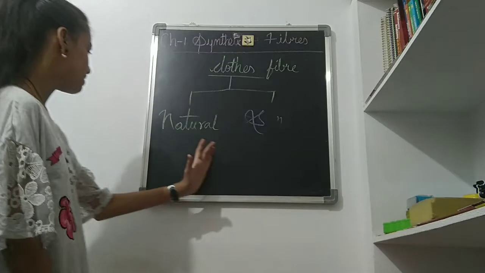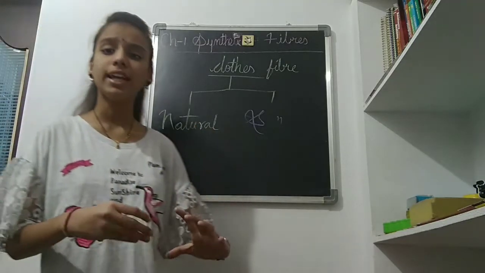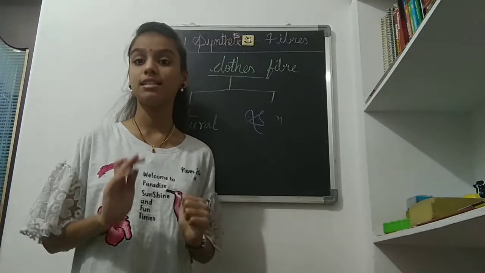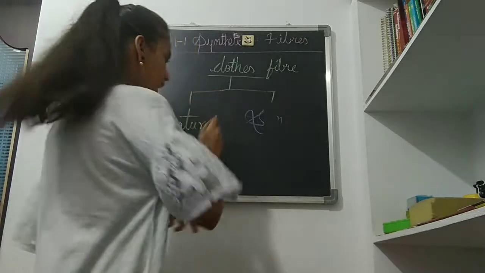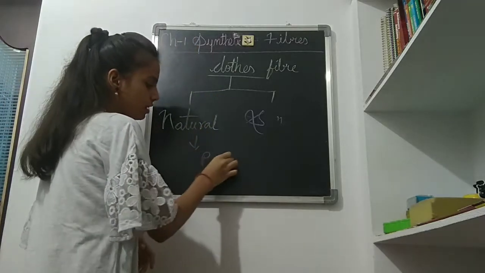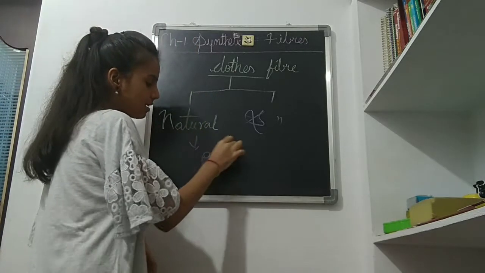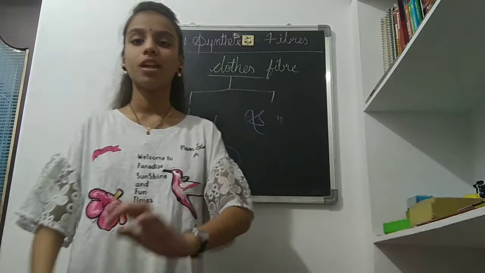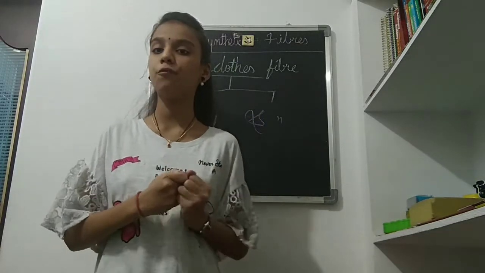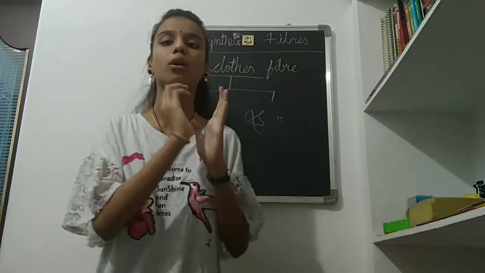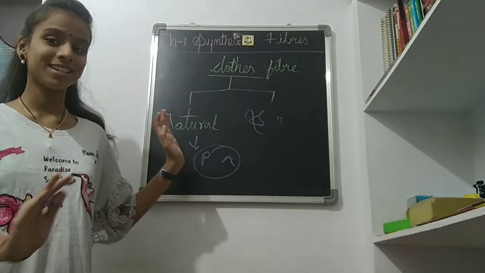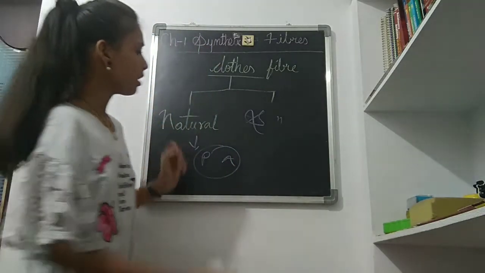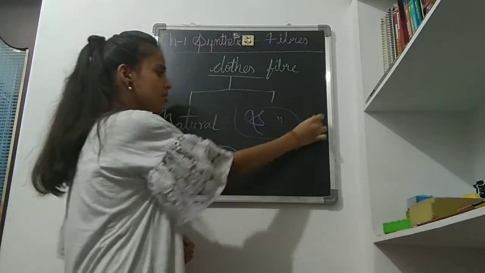Natural fibers are obtained from plants and animals, which are natural. So fibers obtained from those plants and animals are called natural fibers. So what are synthetic fibers?